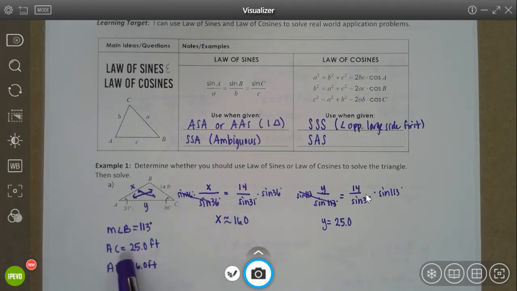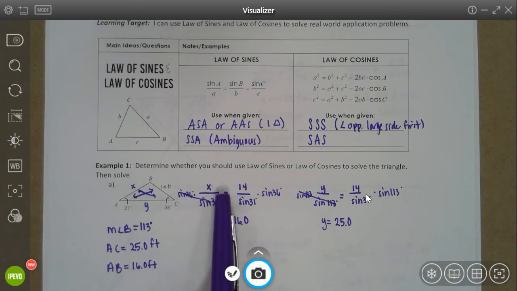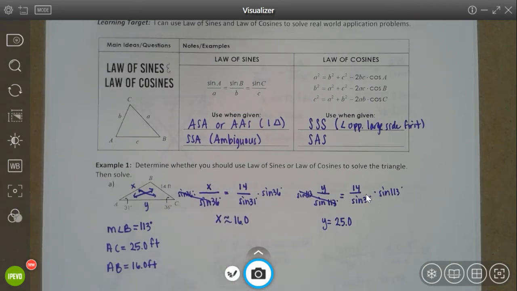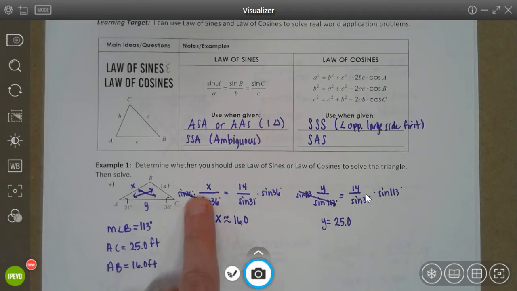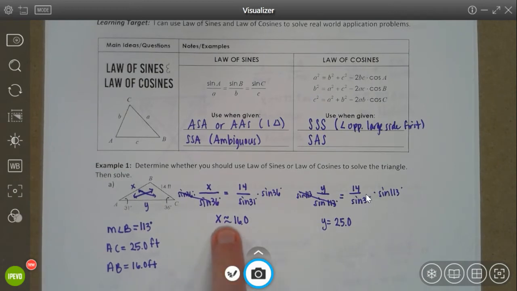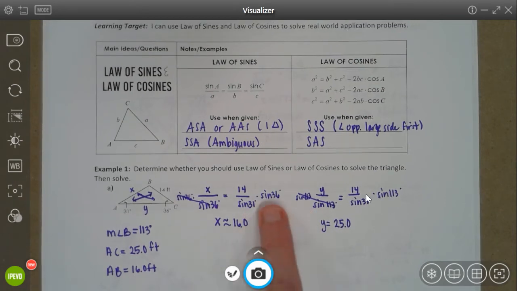You could jump right in and find your length. I called AB x, and that was opposite that given angle of 36. So I said x over sine 36 equals 14 over sine 31 degrees. Then I multiplied both sides by that sine of 36. Again, I always like to put my unknown in the numerator of my first fraction so that in one quick algebraic step I can isolate my variable. I rounded to the nearest tenth and found out x was about 16 feet, and that was my side length AB. Then I went ahead and solved for y.